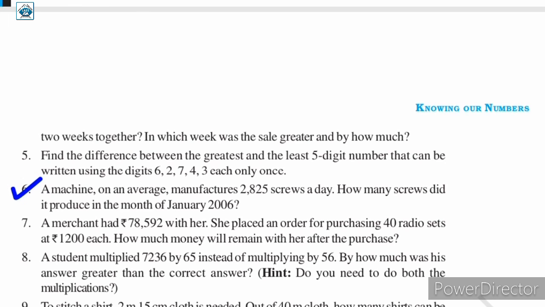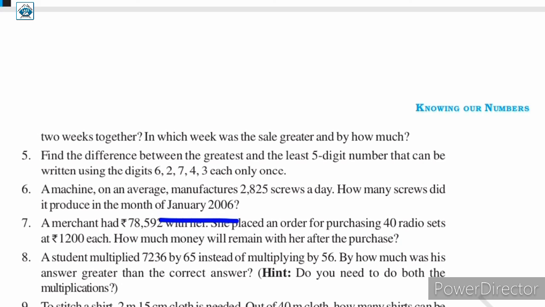Question number 6. A machine on an average manufactures 2,825 screws a day. How many screws did it produce in the month of January 2006? So in this question we are given that on an average there is a machine that manufactures 2,825 screws a day. एक दिन में इतने screws manufacture होते हैं. So 2006 जनवरी महीने में कितने screws manufacture हुए होंगे?